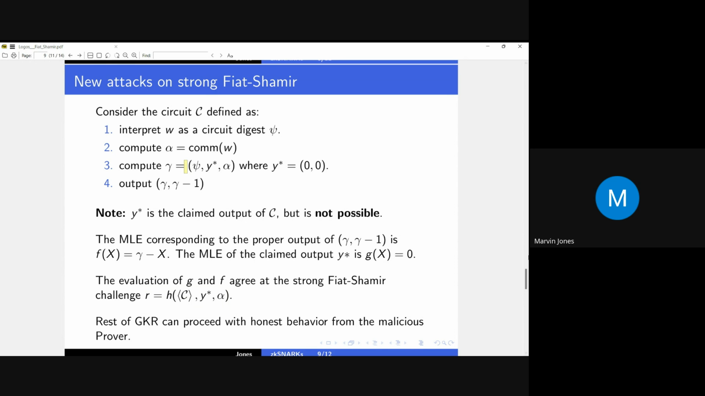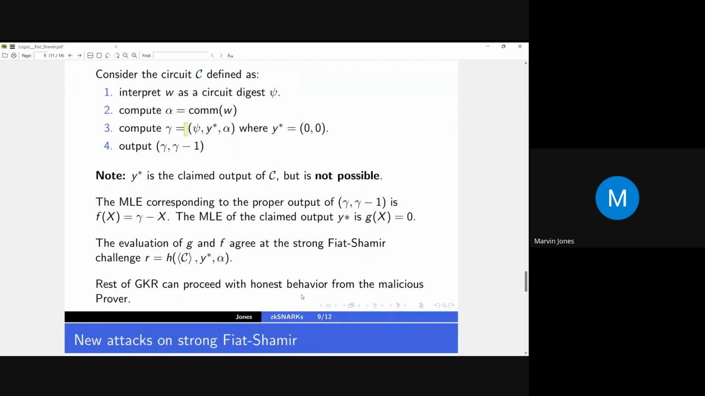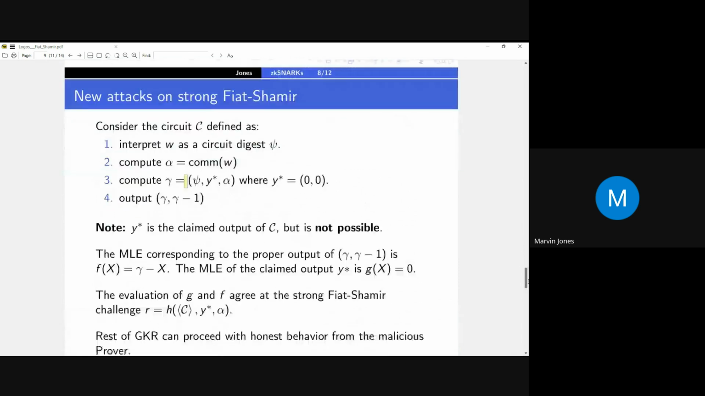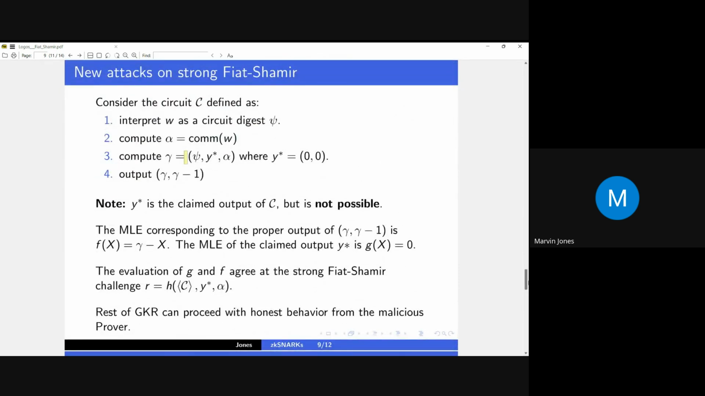But once we have that done, the rest of this proof, the GKR, the malicious prover can behave honestly. And that will be sufficient for it. Because again, GKR does not require us to check this computational trace, commit to our computational trace or prove anything about it. And we're assuming that the circuit is big enough that you can compute these hashes.